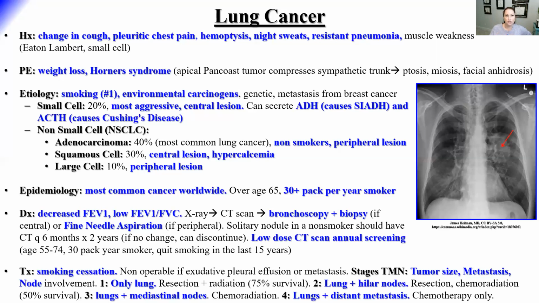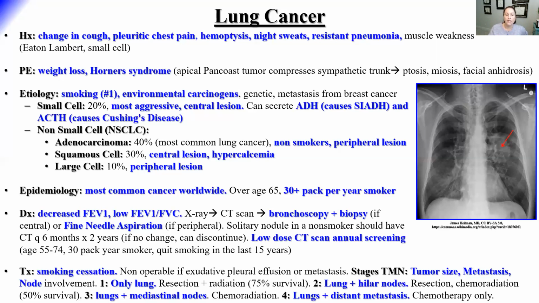Diagnosis for this, it's obstructive. So we're going to have a decreased FEV1, and a decreased FEV1 over FVC. We start out by taking an X-ray, and we may see something like the red arrow is pointing to on this X-ray. Then a CT scan, a bronchoscopy plus a biopsy if it's central, or a fine needle aspiration going in from the side if it's peripheral. Those are going to be our definitive diagnostic criteria, and that will give us the cellular type.